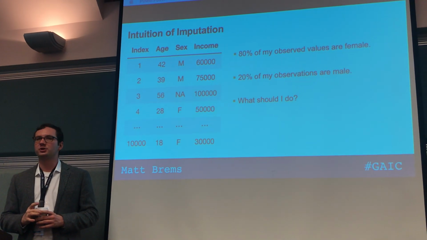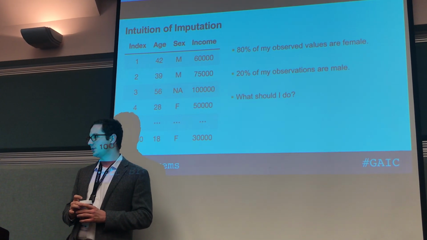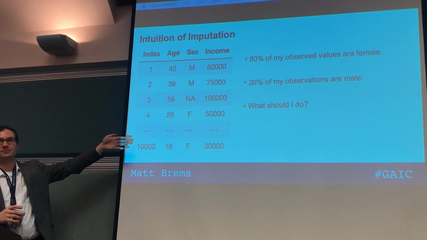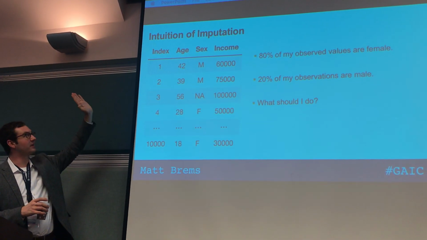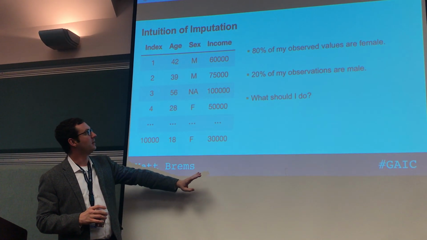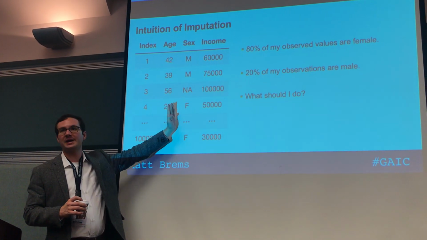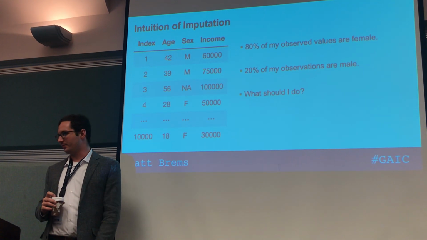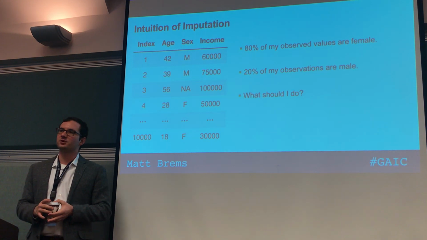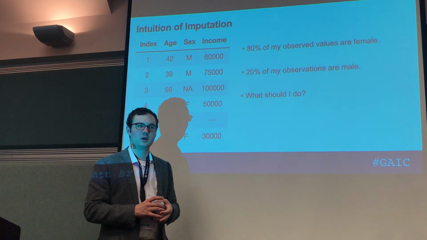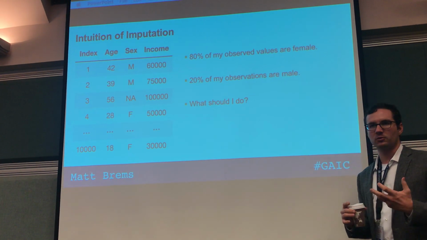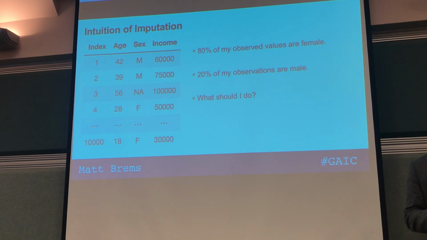So this gets into the intuition of imputation. So, what is it? Let's say that I have 10,000 observations, and I have literally observed age for everybody, and I have observed income for everybody. I've observed sex for 9,999 of those people. 20% of my observations are male, and 80% of the observed values that I have are female. What should I do? If you were in this situation, what would you do?